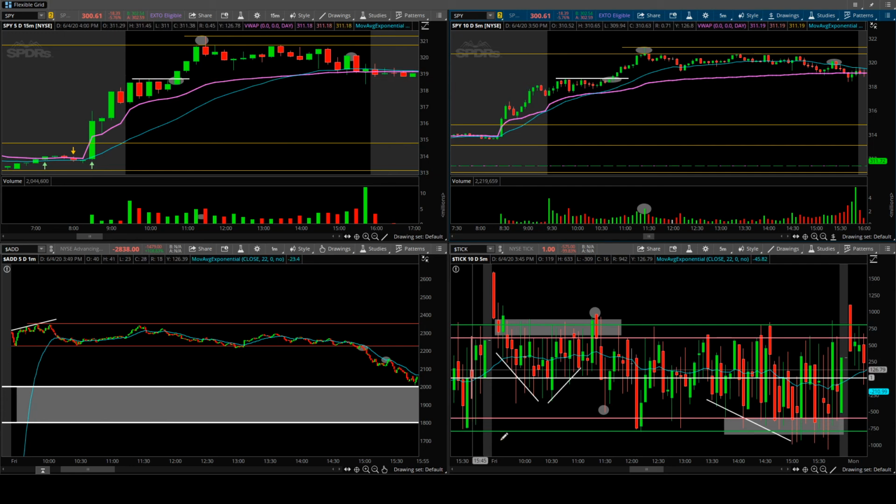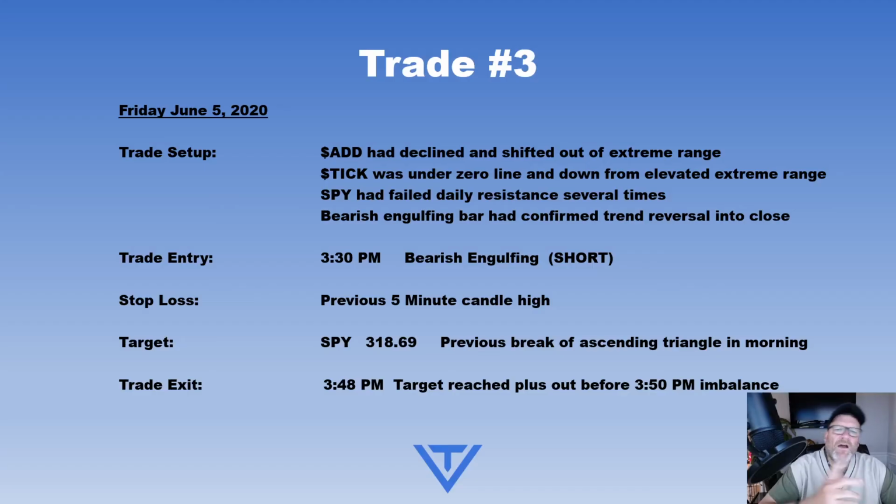So let's take a look at the market numbers so you can see exactly what happened with this trade. All right, let's take a look at the trade numbers. So again, trade setup: ADD had declined, shifted out of the extreme range. Tick was under the zero line, down from an elevated extreme range. SPY had failed daily resistance several times, and we had bearish engulfing bars all over the 5-minute chart, which signified a trend reversal into the close for us. So 3:30 is when we got into this trade.